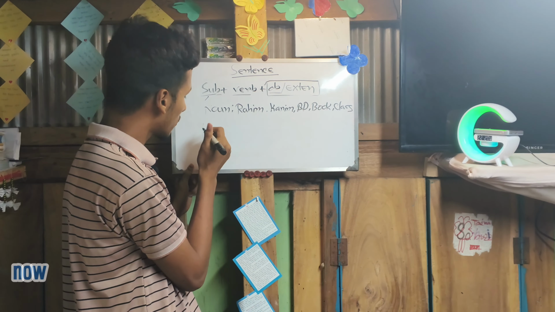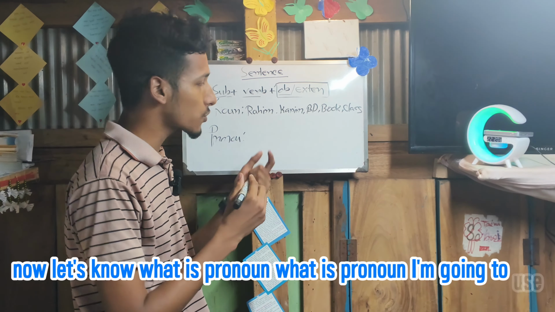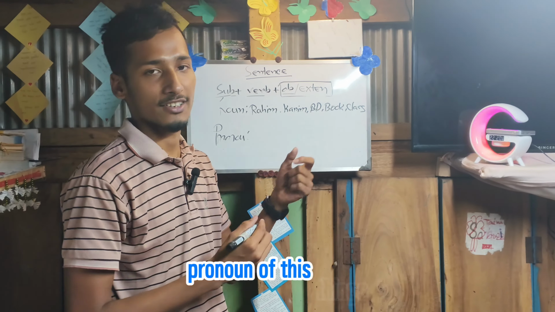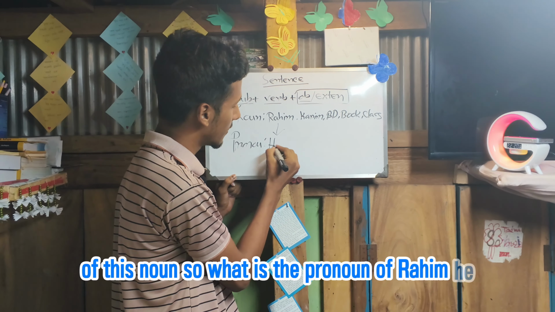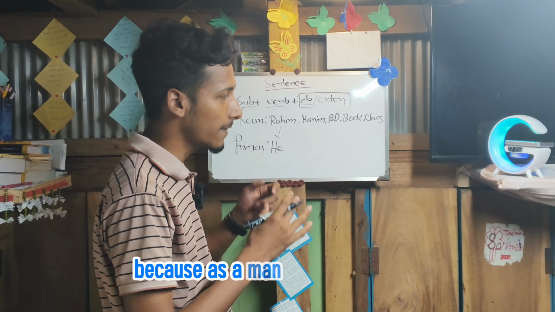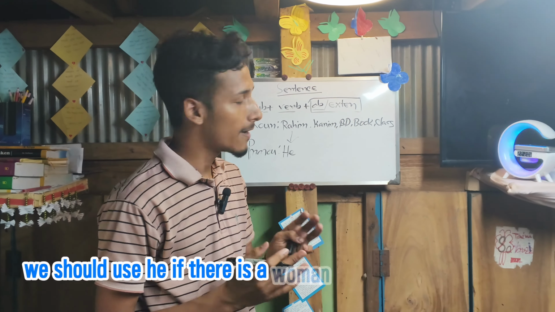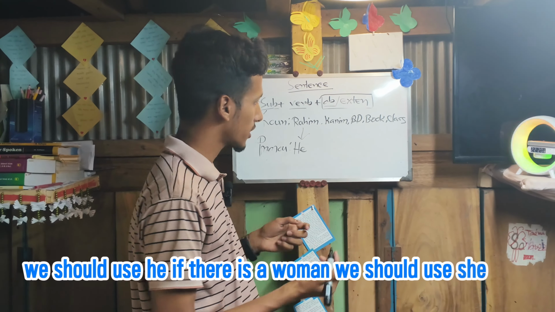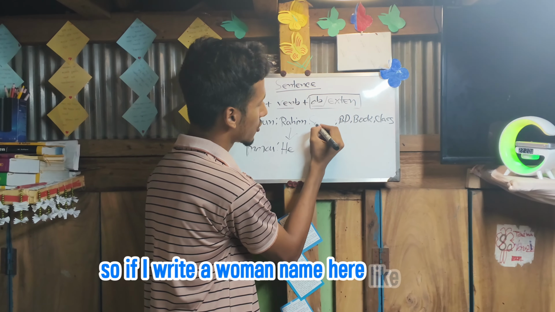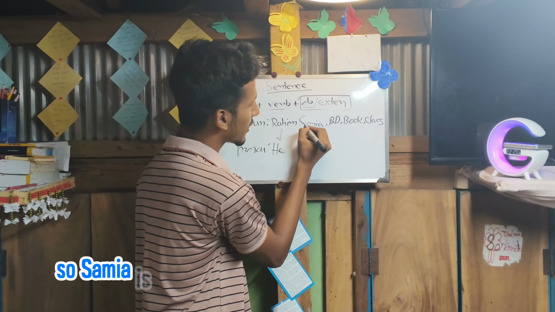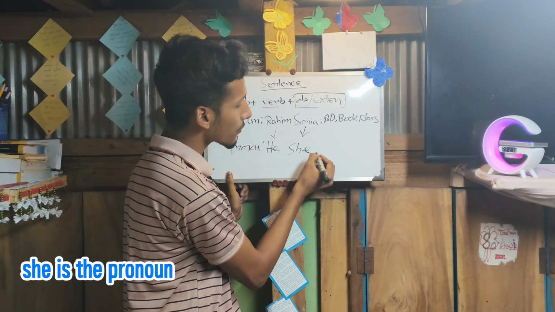So now let's know what is pronoun. I am going to use pronouns for these nouns. So what is the pronoun of Rahim? He. Because if there is a man, we should use he. If there is a woman, we should use she. So if I write a woman's name here like Samia, Samia is a woman. So what is the pronoun of Samia? She is the pronoun of Samia.